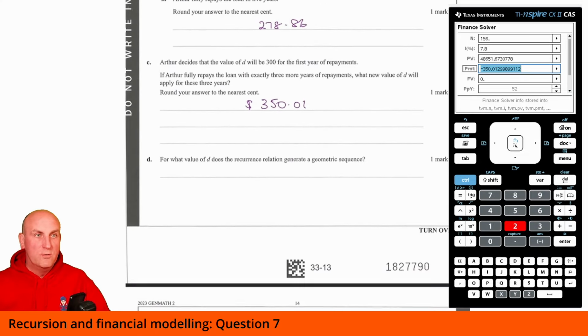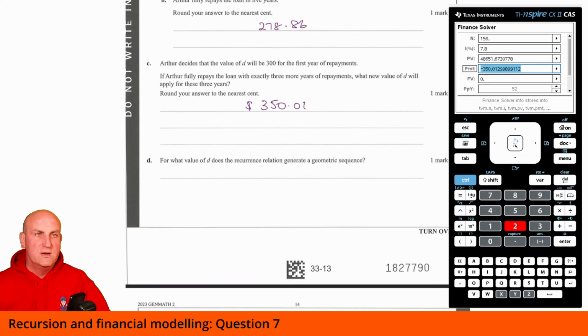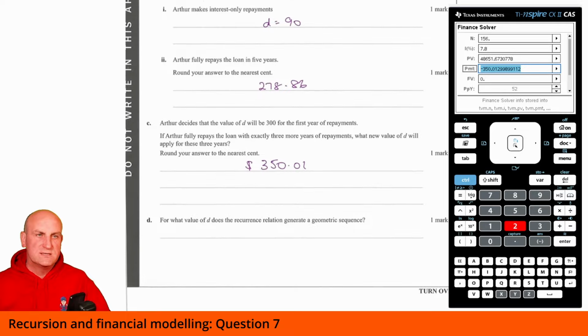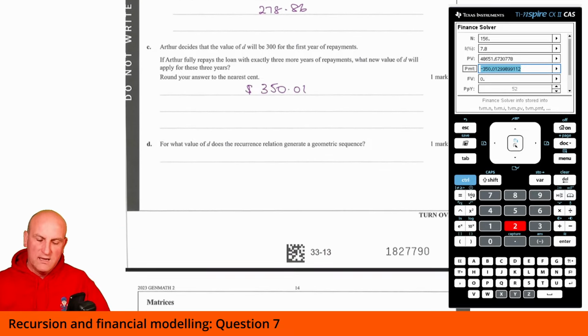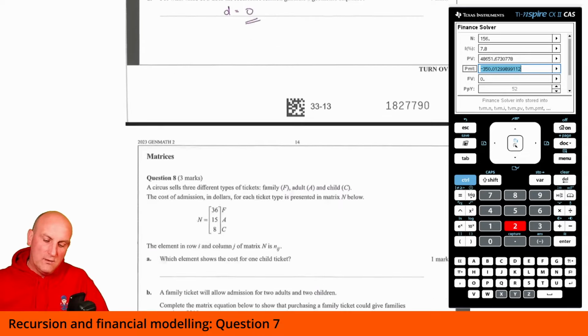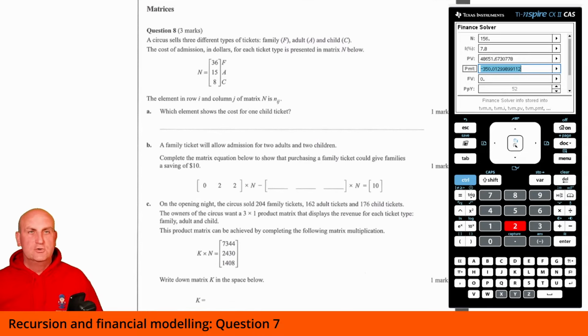It's not finished yet. We've got more. For what value of D does a recurrence relation generate a geometric sequence? Well, I think that's a really interesting one. A geometric sequence can't have anything added on or taken away. So in which case the D value would have to be equal to 0, because you can't have an add-on or a takeaway for a geometric sequence. It just has to be the multiplier. And there we go. That is the end of Financial Matrices.